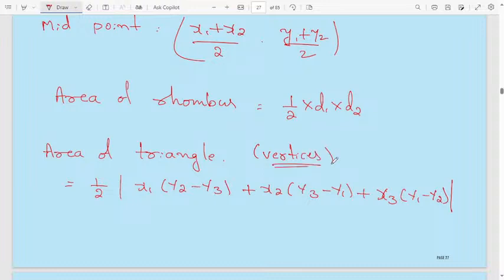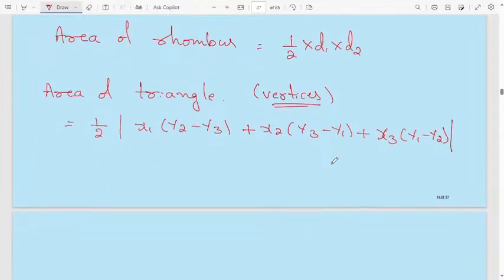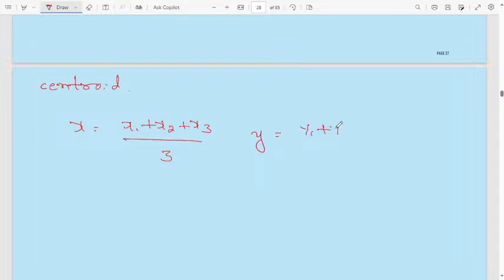Then the centroid formula will be there. To find the centroid we will use the formula x equals (x1 plus x2 plus x3) divided by 3, then y equals (y1 plus y2 plus y3) divided by 3. When I'm writing the formulas, coordinate geometry I have not covered, it is there in your syllabus. Okay.